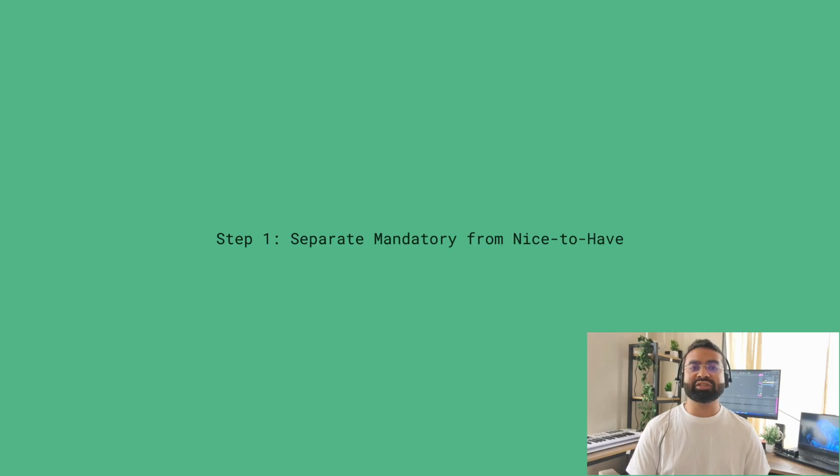Step 1, separate mandatory from nice-to-haves. The RFP will have must-have requirements, marked explicitly or implied by context. Should-have requirements, nice to have. Could-have requirements, pie-in-the-sky wishes. Your job: identify which is which, because only the must-haves affect your estimate. Most common mistake: treating a could-have like a must-have and overscoping.